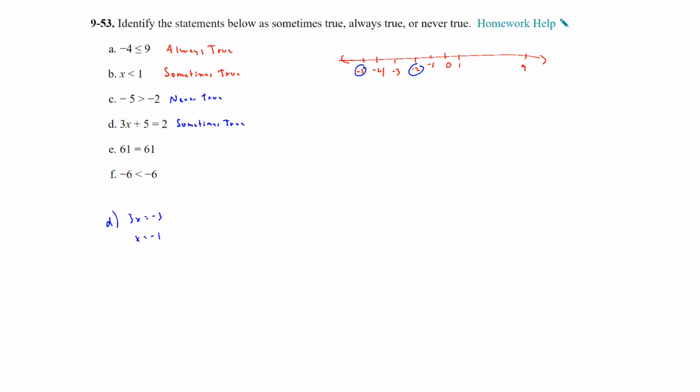E, 61 is equal to 61. This is always true, and those two values are always the same. And F, -6 is less than -6. -6 is not less than -6. It's equal to -6. So this will never be true.